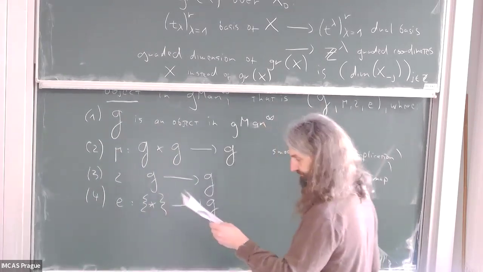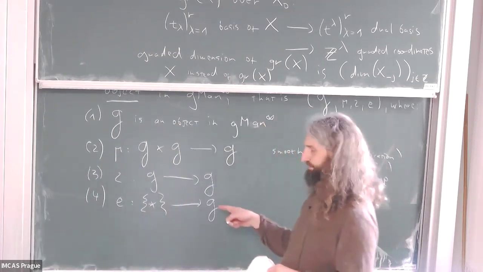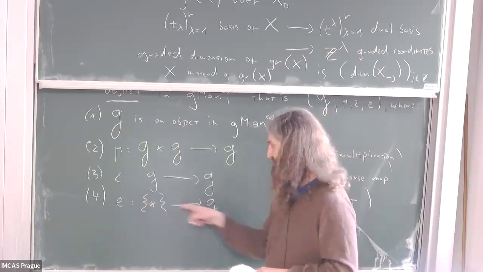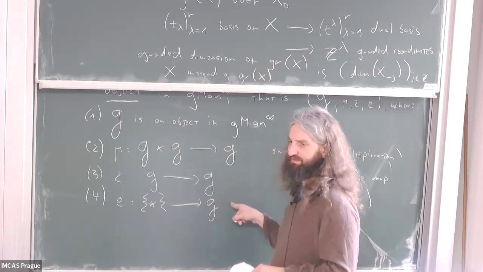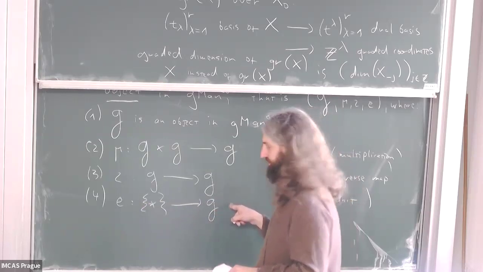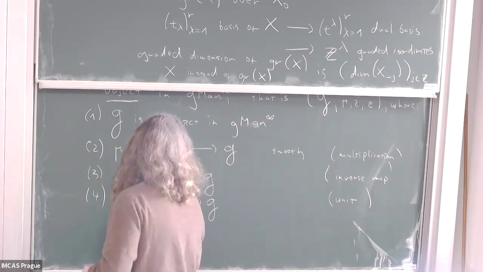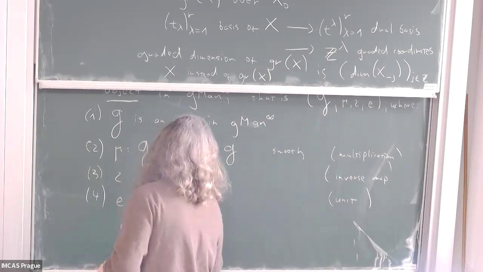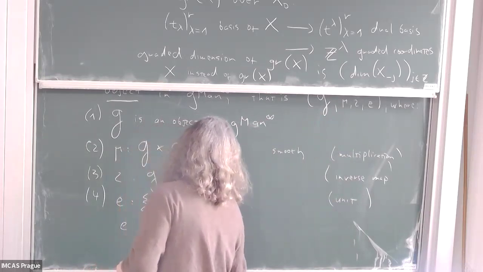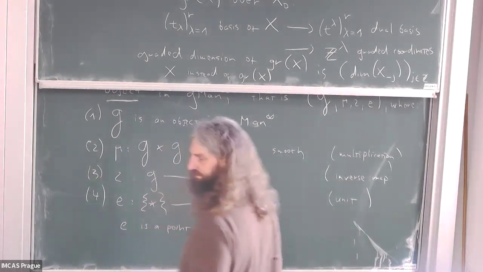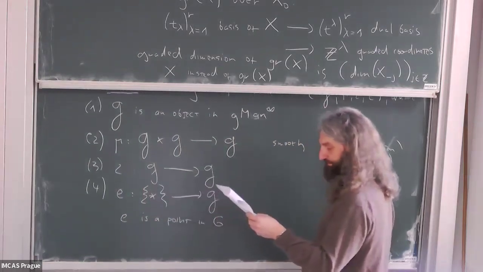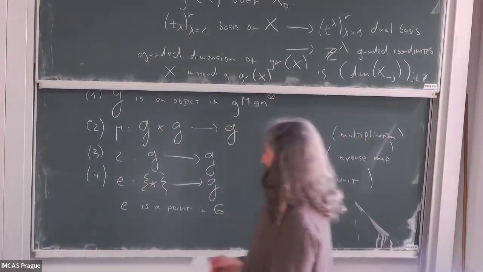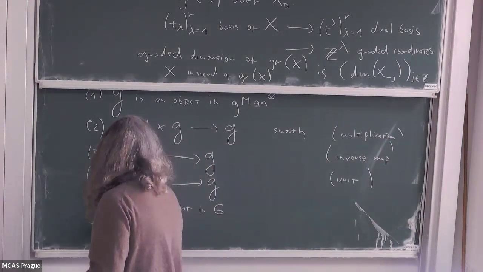There is one comment here. It's pretty clear that this is a very trivial thing, because it's just a choice of a point in the underlying topological space of this curly G. So this E is actually a point in this non-curly G, which is the underlying manifold of this curly G. And that's not all, of course. There are some axioms.